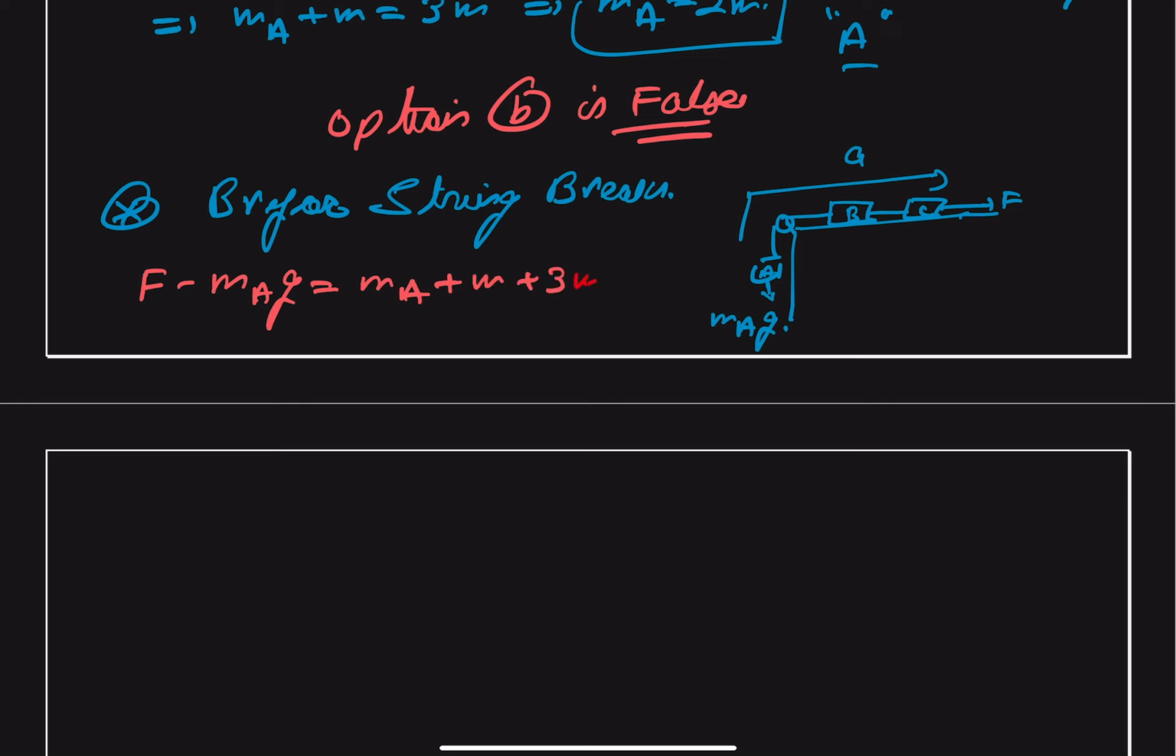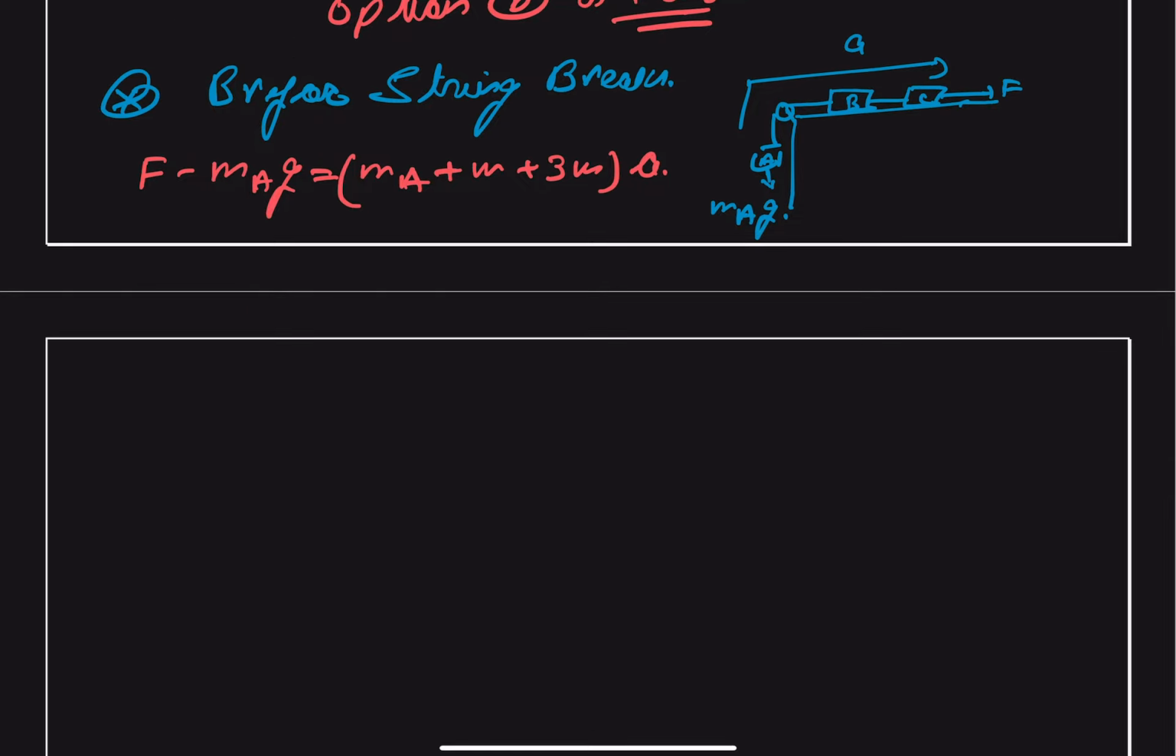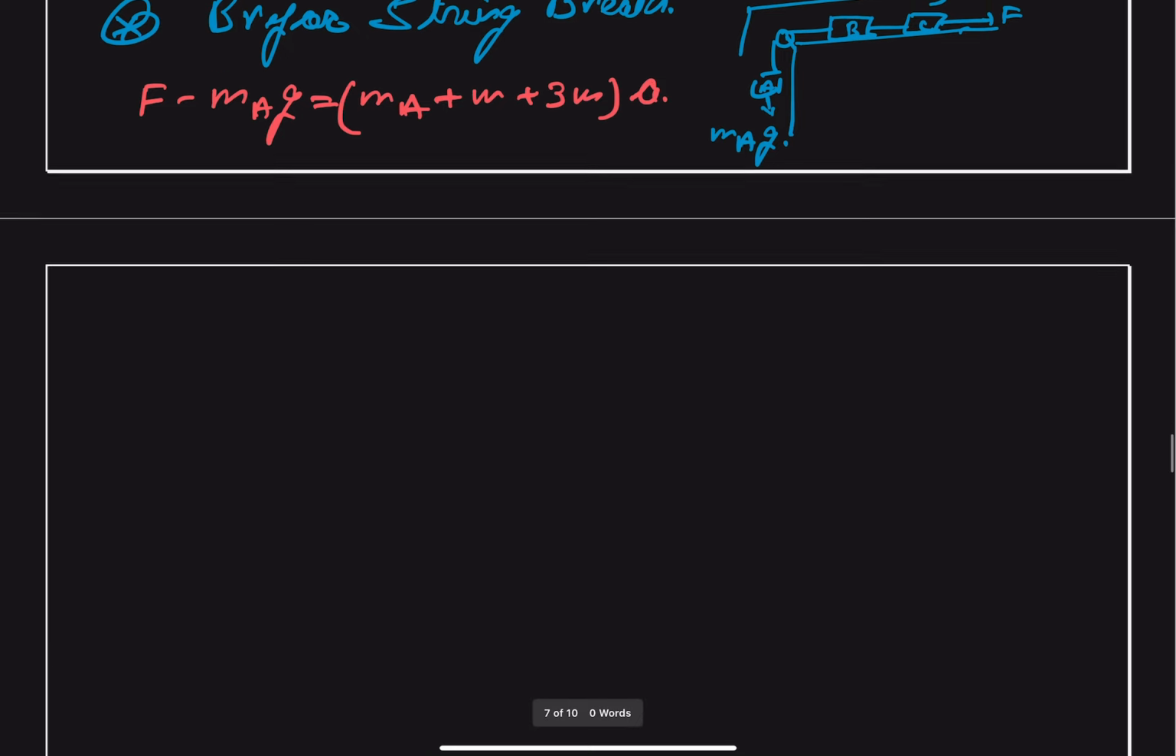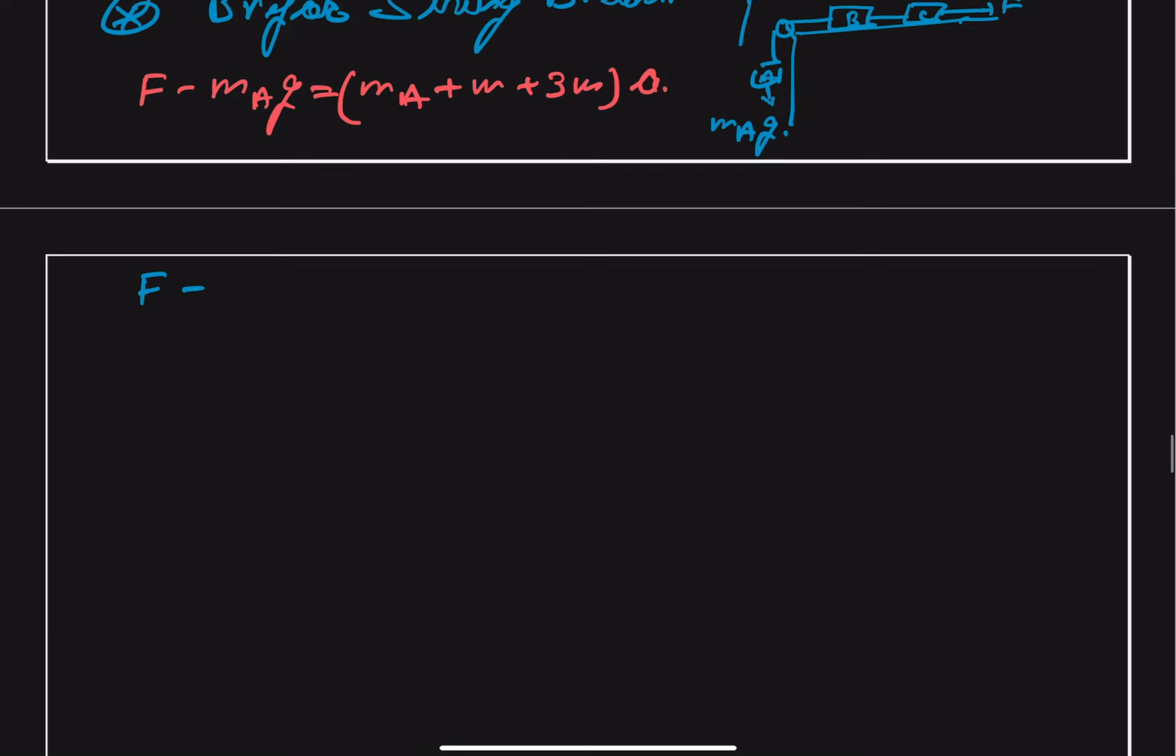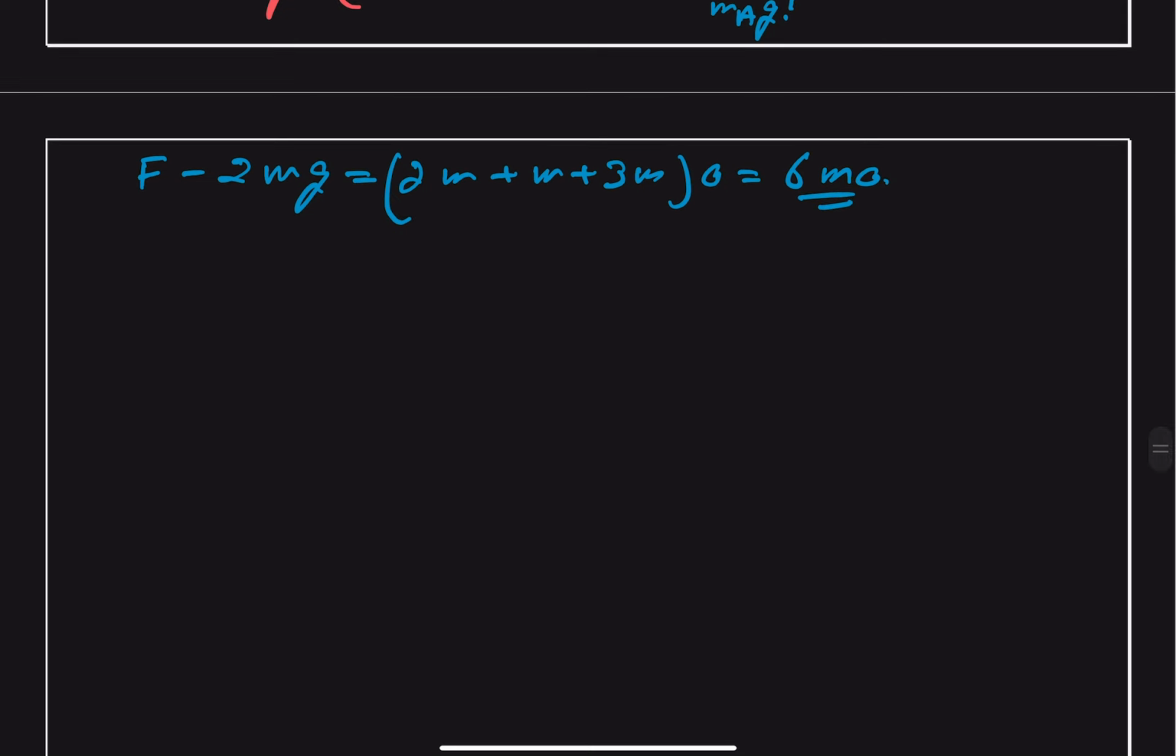We already know the value of mass of A, so we substitute here. We get F minus MA, which is 2M, multiplied by G, equal to 2M plus M plus 3M, that is 6M, multiplied by A. So we get the equation as F minus 2mg is equal to 6 times MA, and this is before the string breaks.